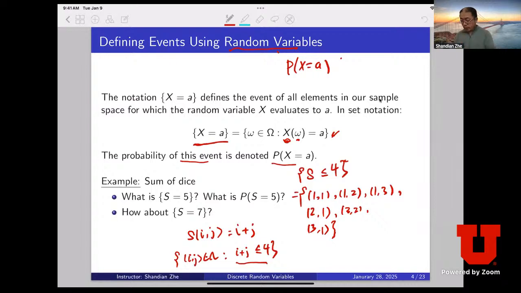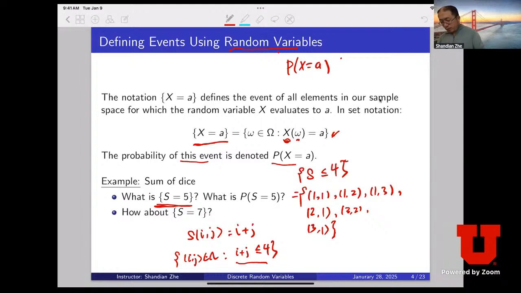So suppose we look into the sum of dice example again, right? If I define the sum is 5, right? It just means that it is an event that includes all pairs of points in the sample space whose summation is 5, right? Which I counted before, which includes like 1, 4, 2, 3, 3, 2, and 4, 1, right?